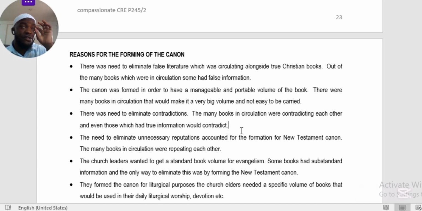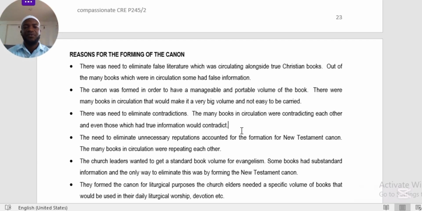Some books were having repetitions. The elders wanted to eliminate such books that were carrying information that was over repeating, books carrying a message that was over repeating. They wanted to eliminate them so that they don't disturb the readers.